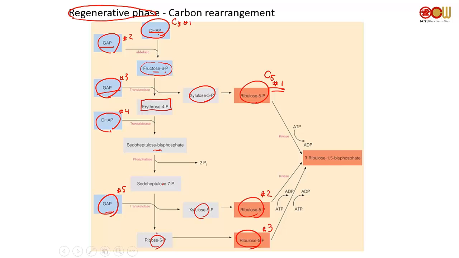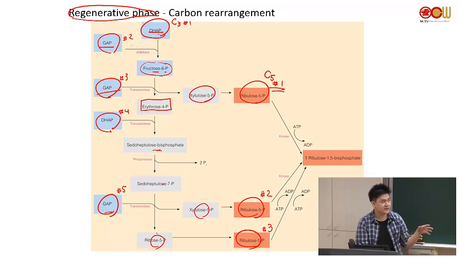Okay, so pretty much the same thing that we talked about using the circular figure, but this way it just helps you to really visualize where the 3 carbons are coming in and where the 5 carbons are leaving. Okay, so you have a total of 5 C3, and then you leave with 3 C5. Okay, and please pay attention to the enzyme's name.